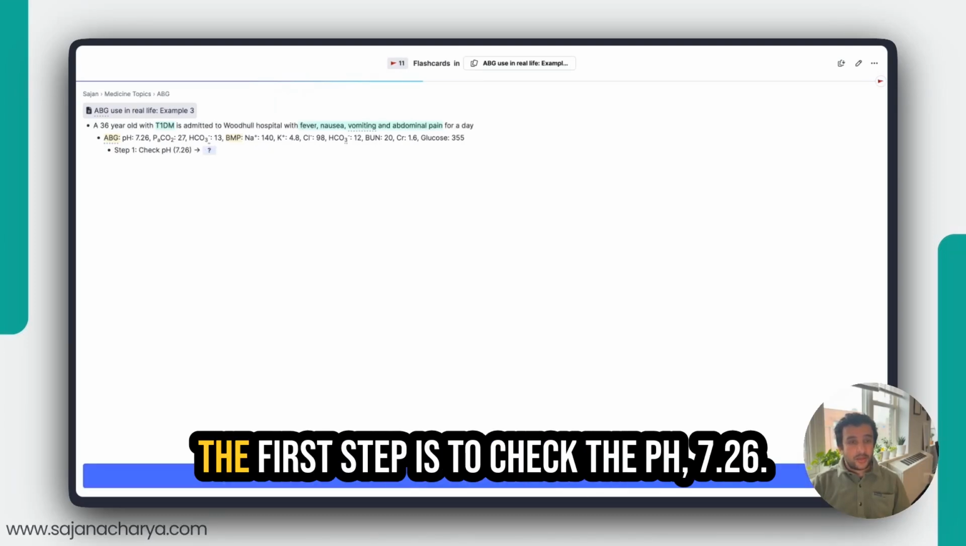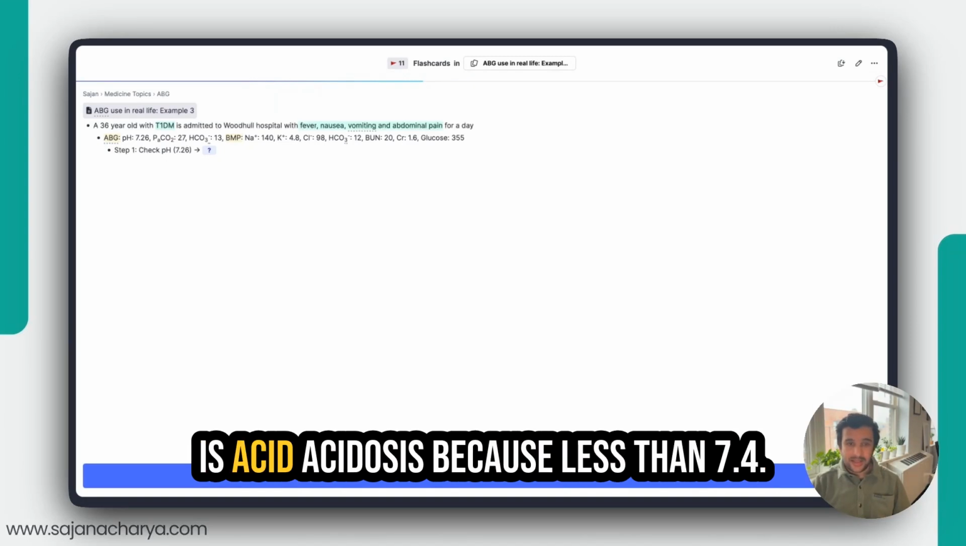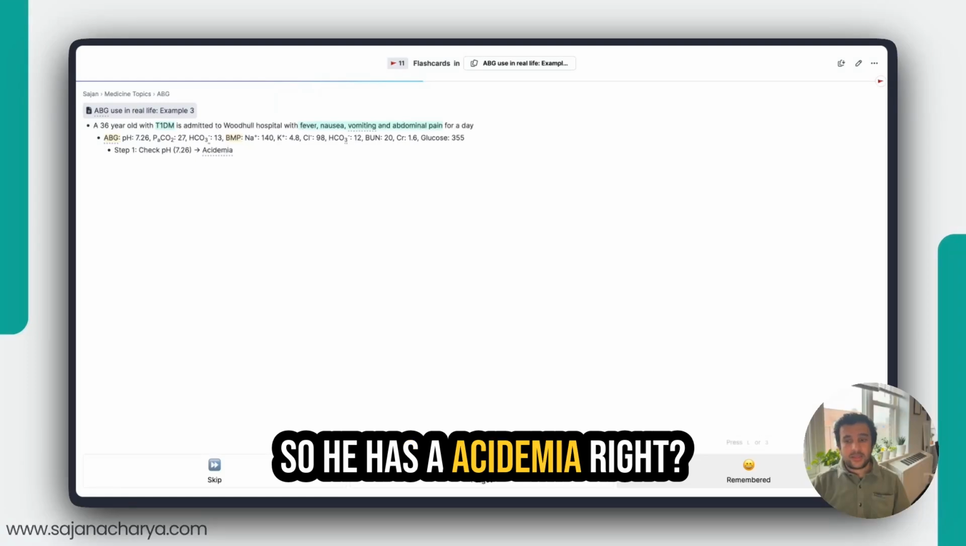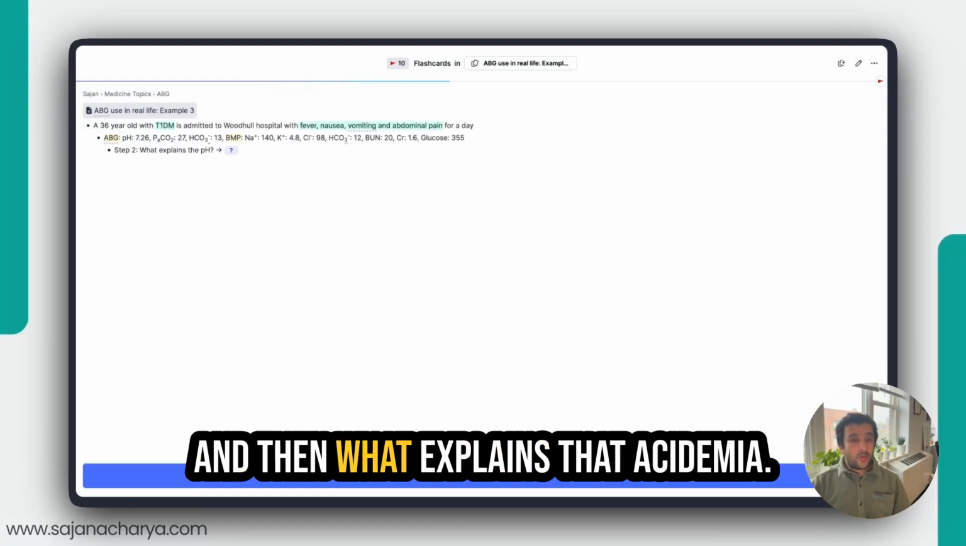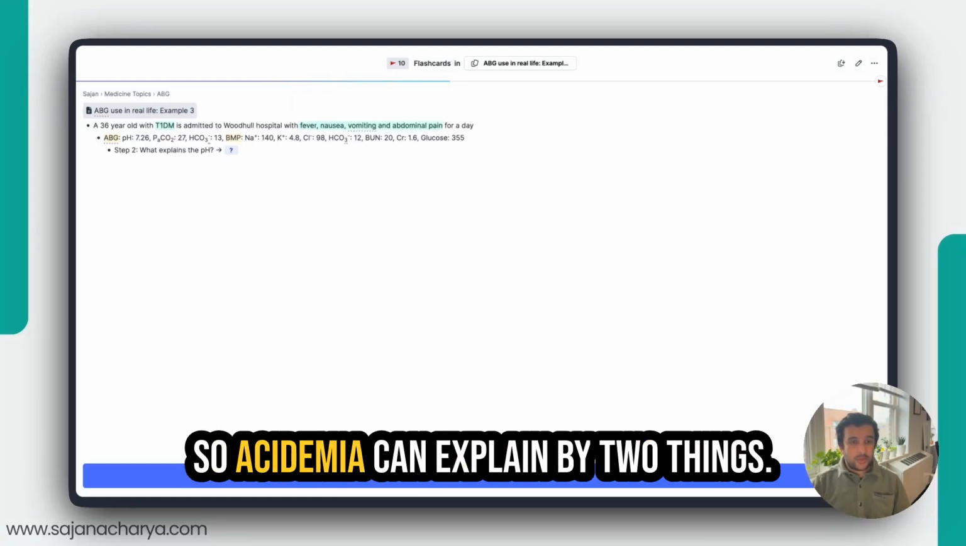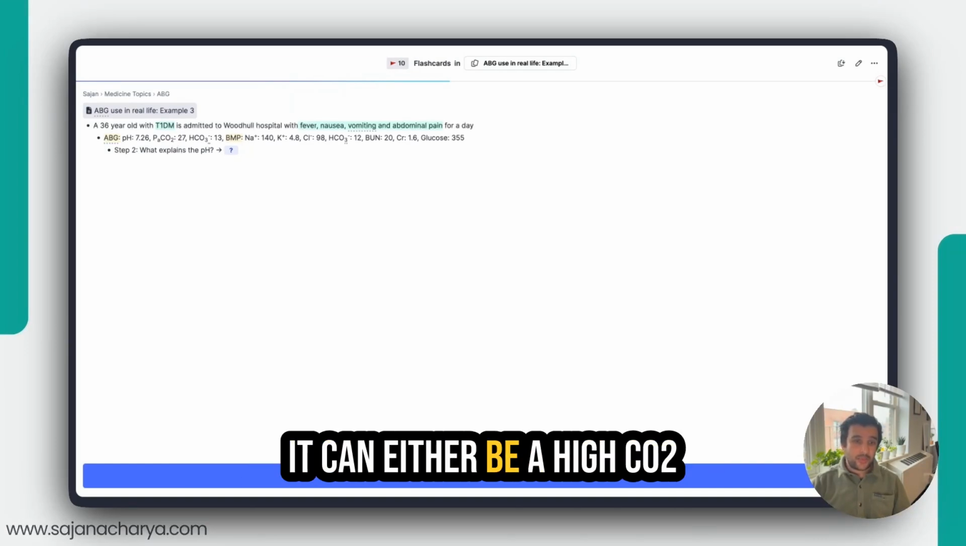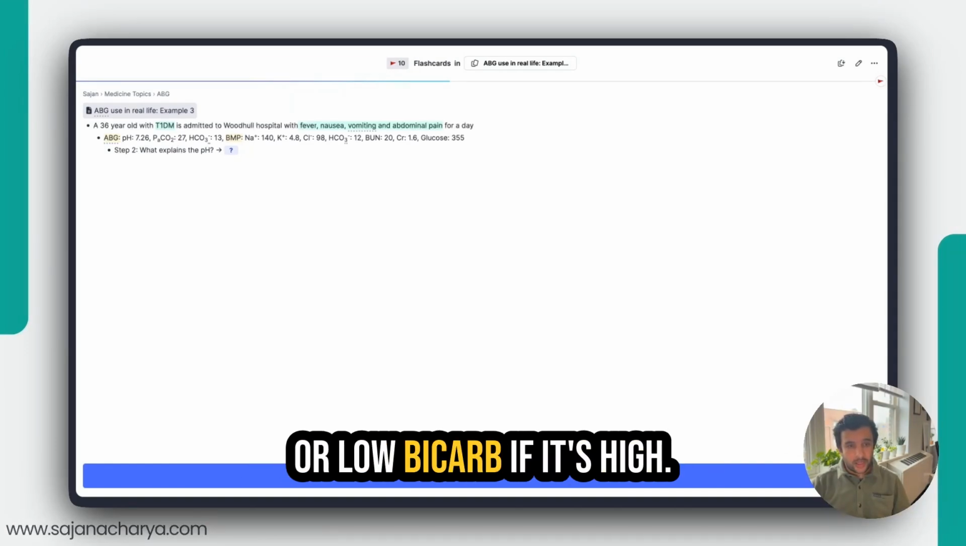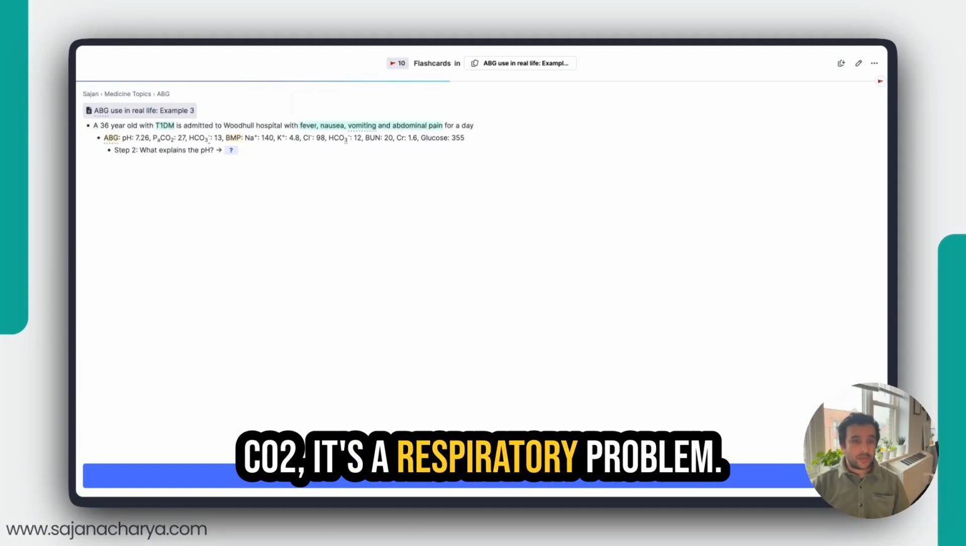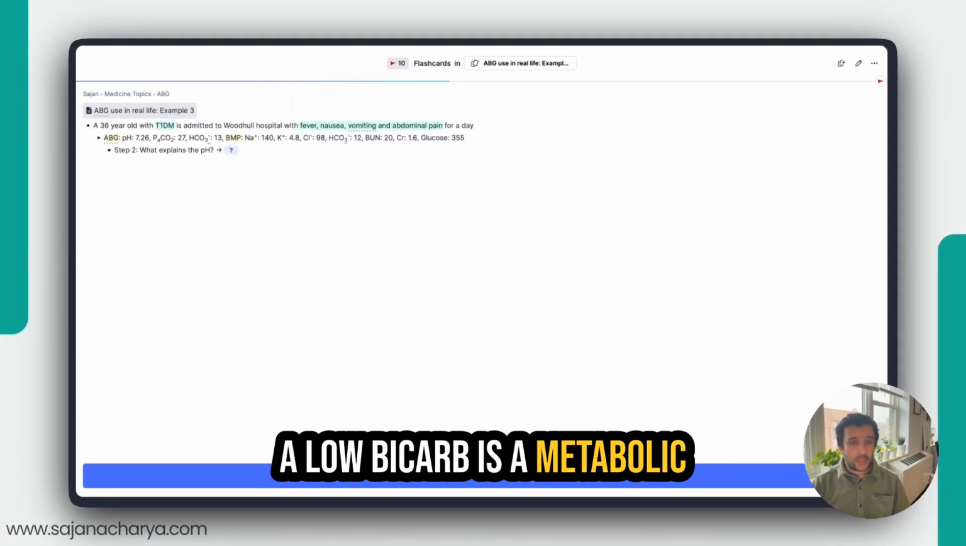So let's try. The first step is to check the pH. 7.26 is acidosis because less than 7.4. So he has acidemia, right? And then what explains that acidemia? So acidemia can be explained by two things. It can either be a high CO2 or a low bicarb. If it's high CO2, it's a respiratory problem. A low bicarb is a metabolic problem.